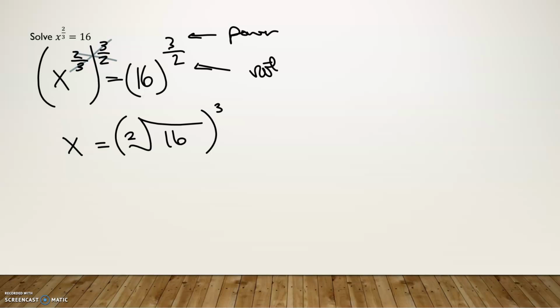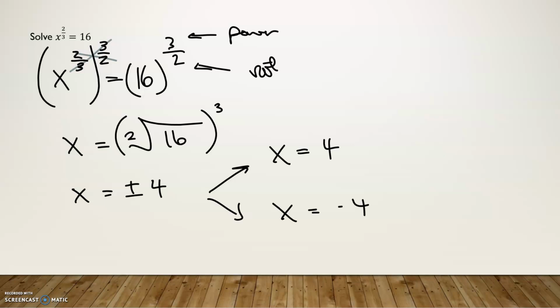Now notice I've got an even number for my root, so I am going to put the plus or minus in front of that. So plus or minus, and then the square root of 16 is just 4. So I have a positive 4 and I have a negative 4. So let me break this up. So I have x is equal to positive 4, x is equal to negative 4. And then what I'm going to do is cube both of them. Okay, so 4 times 4, and then times another 4. That's going to give us 64.